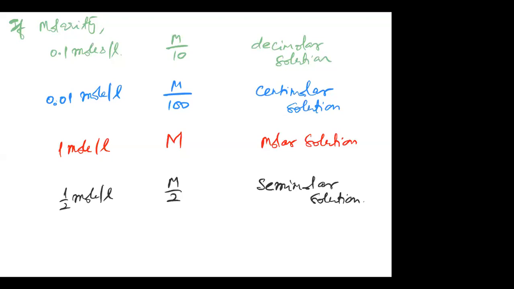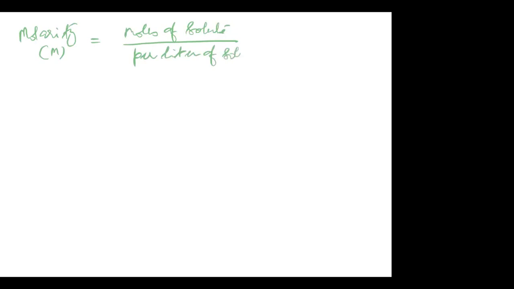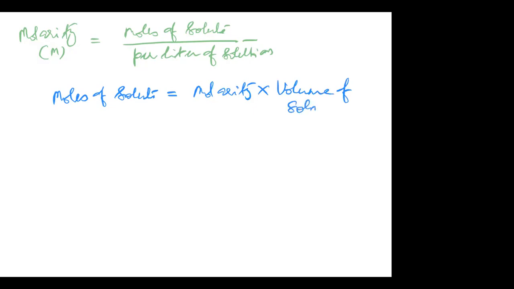As we know, molarity, let's say capital M, is moles of solute per liter of solution, per unit volume. So conveniently you can say moles of solute should be equal to molarity multiplied by volume of solution in liter. Moles of solute should be equal to molarity multiplied by volume of solution in liter.